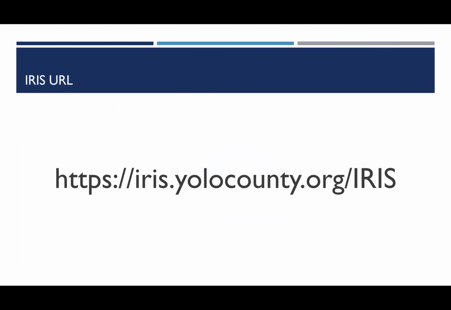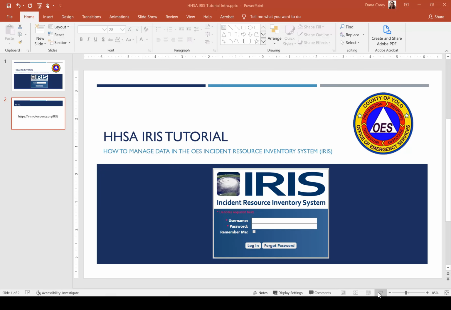To get started, you will need to know the data entry URL for IRIS. It is external to the county firewall initially to log into the system. That way you can get to it from any computer that has internet. It doesn't have to be a computer that's on the county network. So that is the URL that you'll want to be able to either save as a shortcut or just know off the top of your head for doing IRIS data management.